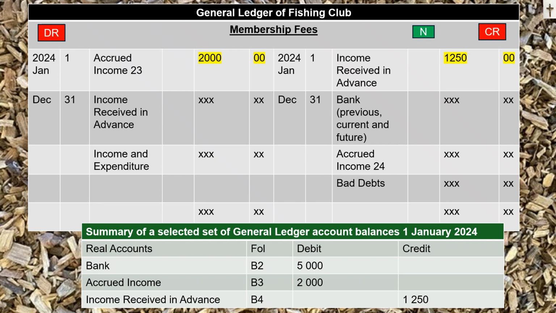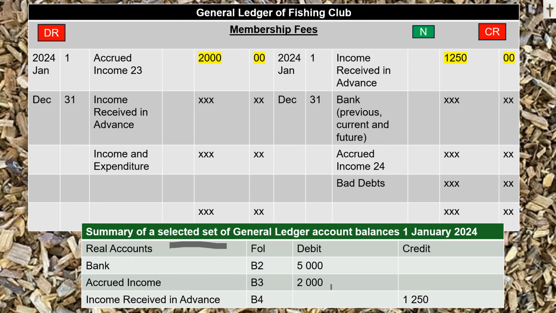Right, let's move on. So now we're going to complete this puzzle. You see the numbers are missing. The first thing we do is the reverse entry. So you will be given a summary of balances on the first day of the year or the last day of the previous financial year. But you see accrued income is 2,000. Now we do a reverse entry. So accrued income I have showed you in the previous video, so I'm not going to show you again with T accounts.